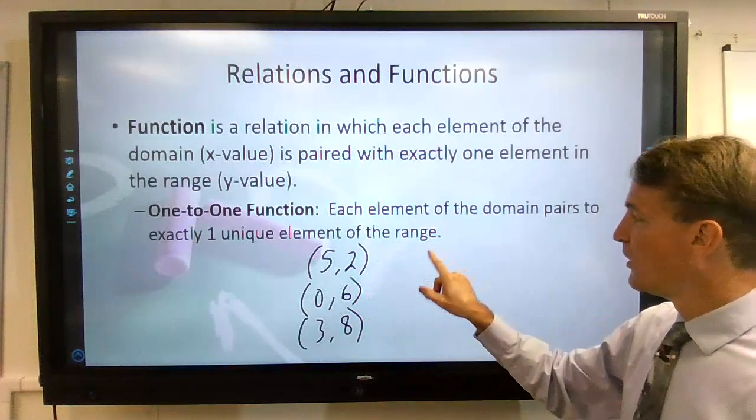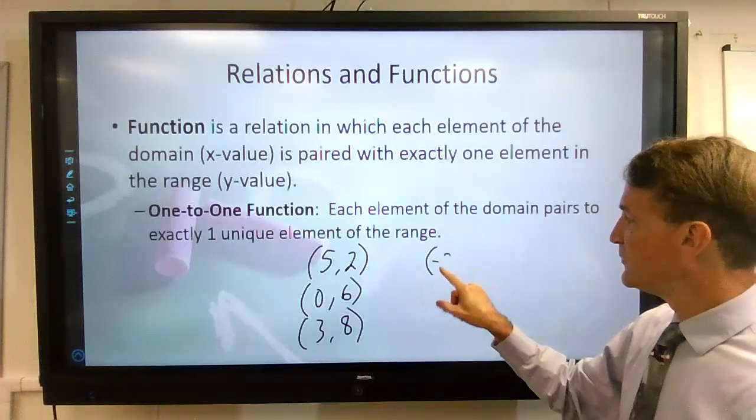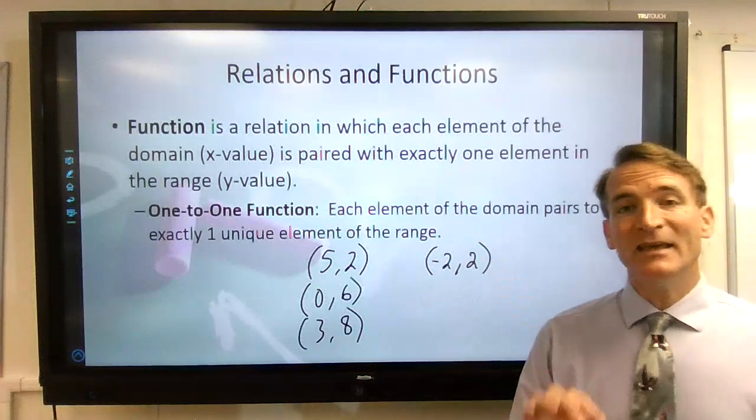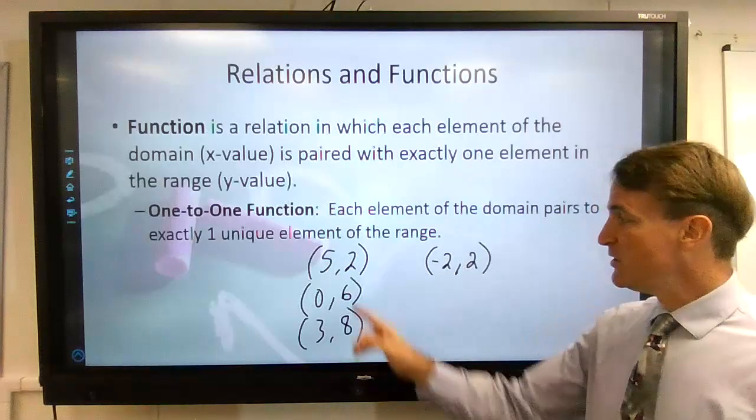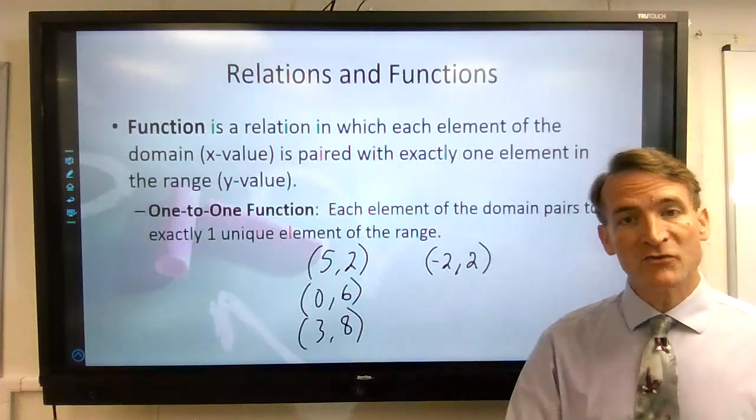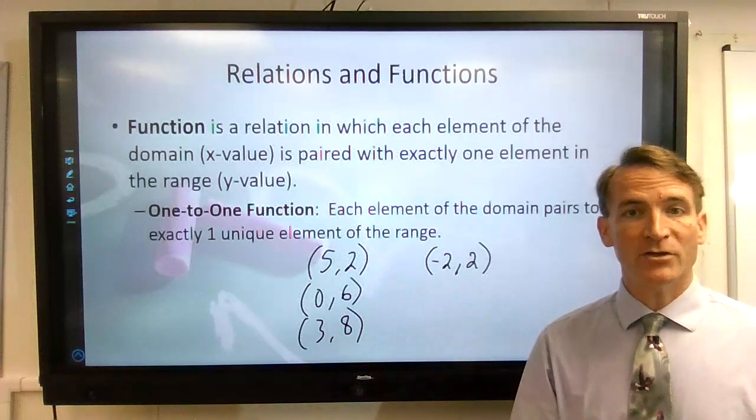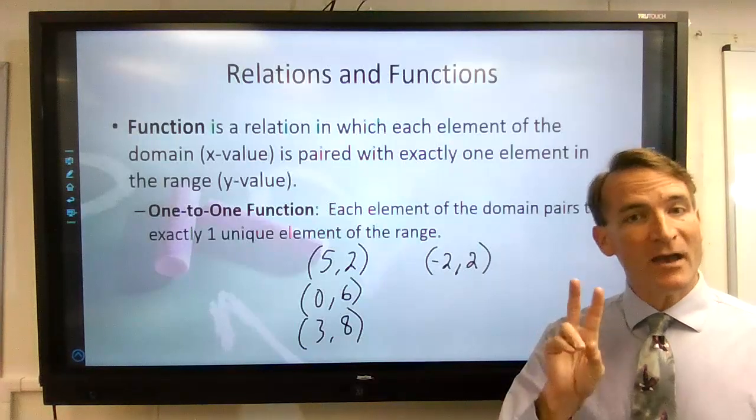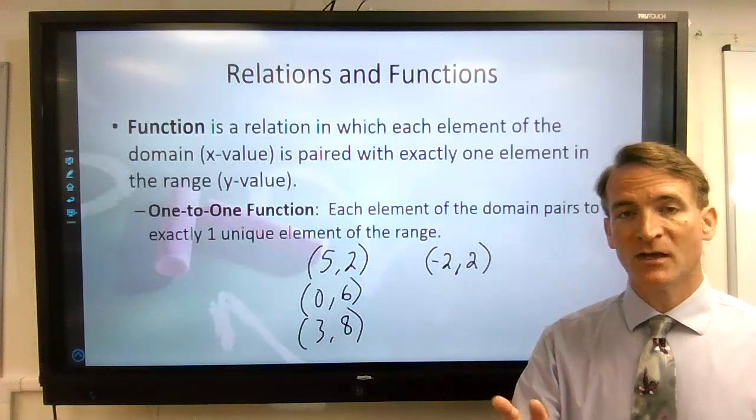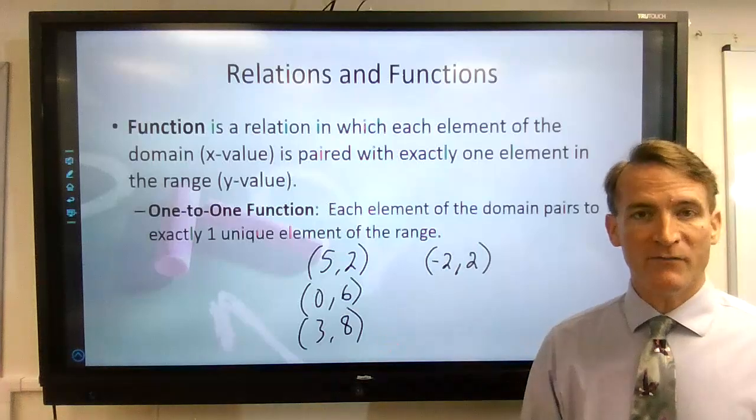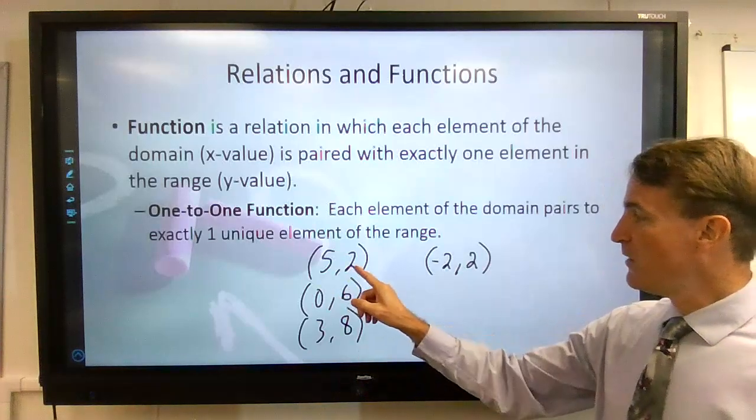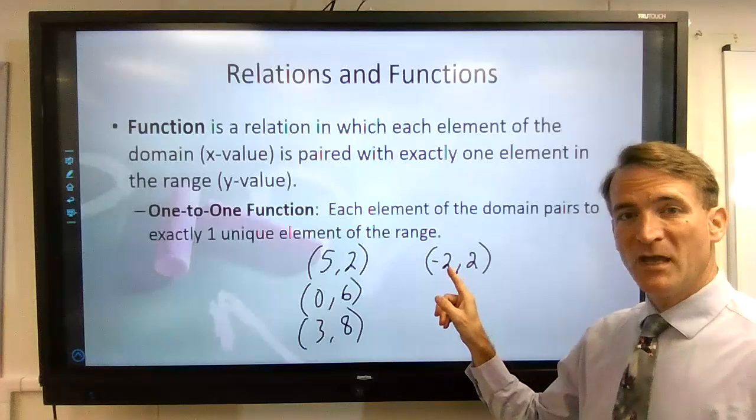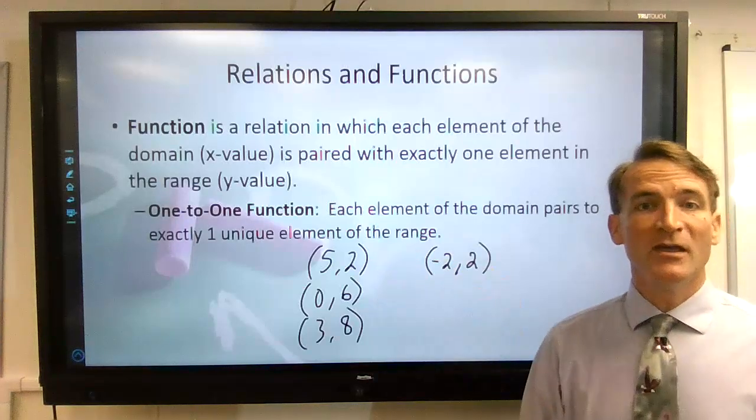Here's where it would not be a one-to-one function. If I were to add one more, and let's say I have (-2, 2). In this particular case, it is still a function because each value in my domain gives me only one value in my range. However, it is not considered a one-to-one function because now I have two x values that give me an equivalent y value. I have (5, 2), and I have (-2, 2). So I have two values in my domain that give me the same value in my y.